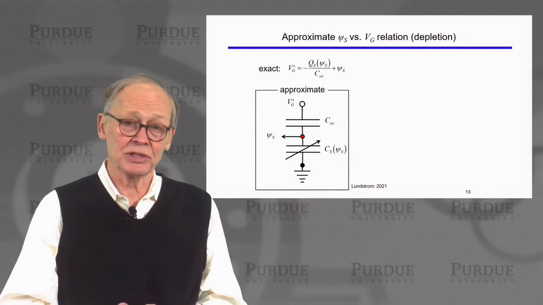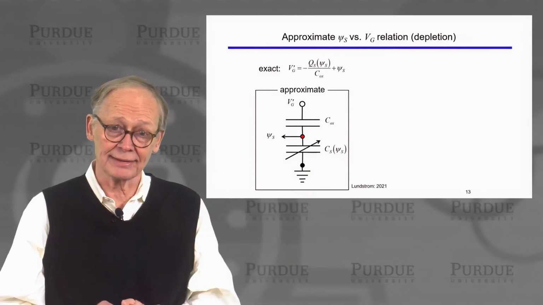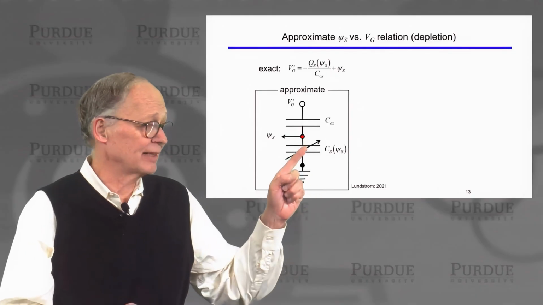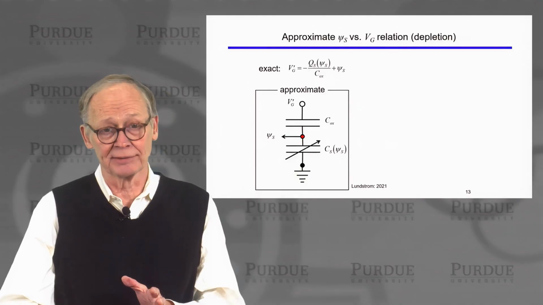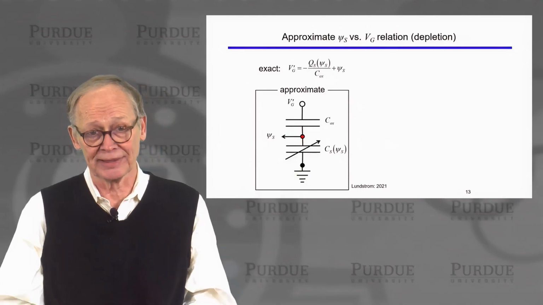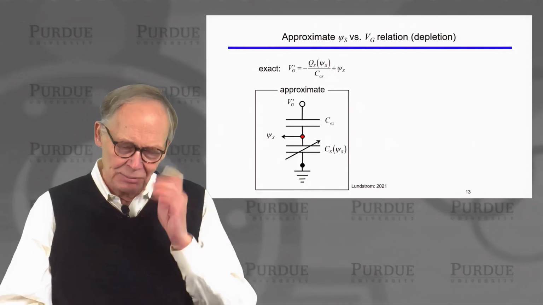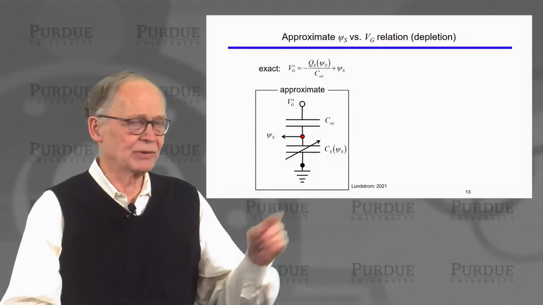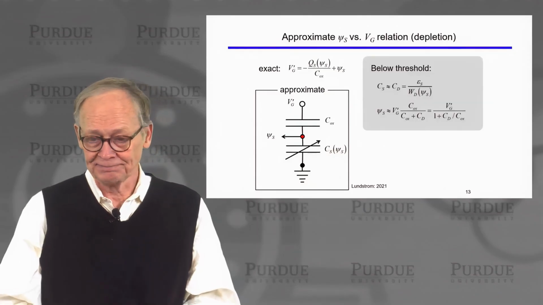So this is just voltage division with two capacitors in series. Now, it's a little more complicated because this second capacitor is voltage dependent. It depends on the width of the depletion layer, which goes as the square root of the surface potential. That makes this problem a little more complicated, but if we ignore that voltage dependence and just take some average surface potential, then we have a very simple circuits problem.